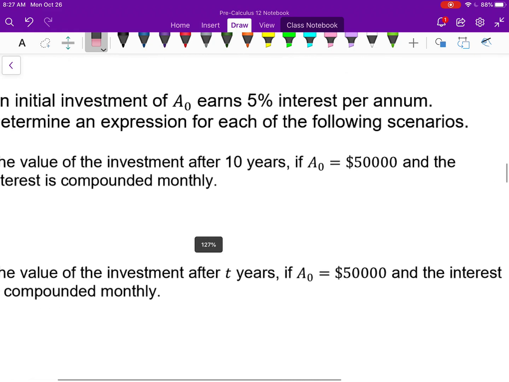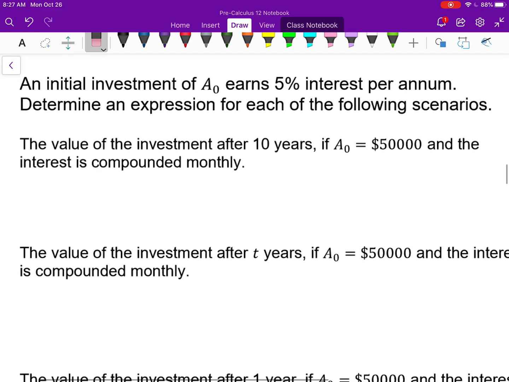I have a series of very similar questions here that get progressively more and more general. For all of these, we have an investment, and the initial investment I'm calling A naught, the initial amount, the amount at time 0. We call that little subscript 0 naught, but it's actually spelt like this. Oh, the English language is so silly, but it's just another word for 0. So the amount at time 0.